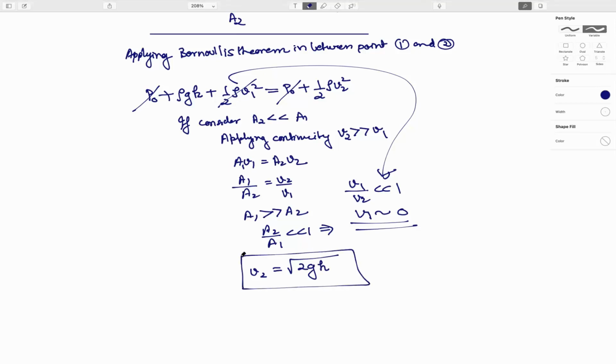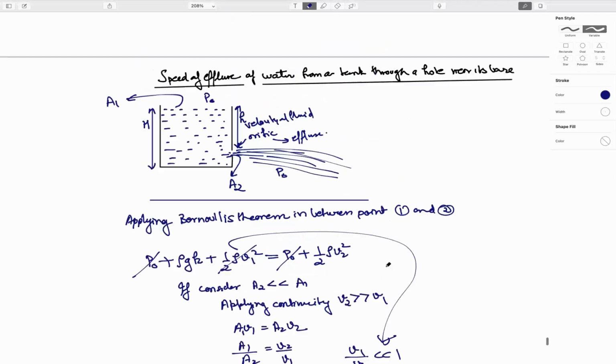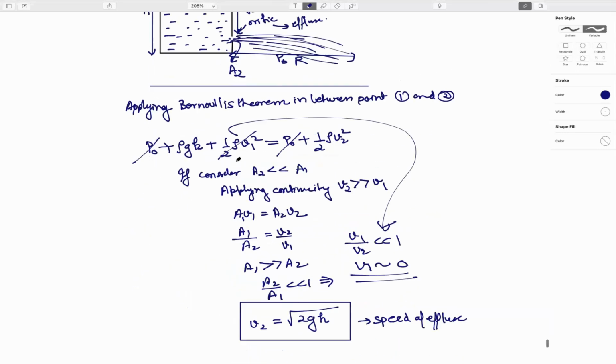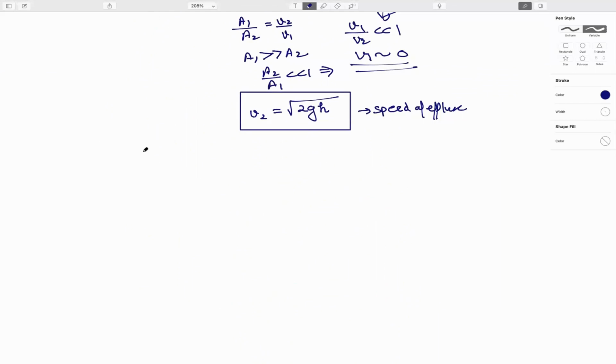So that is the velocity of efflux, or we can call it the speed of efflux. Now, sometimes they may ask what is the range of this, the range covered by this water coming out through this hole. I have already discussed a similar question where range is nothing but V2 into delta T, the time taken to reach there. So we need to find this time.